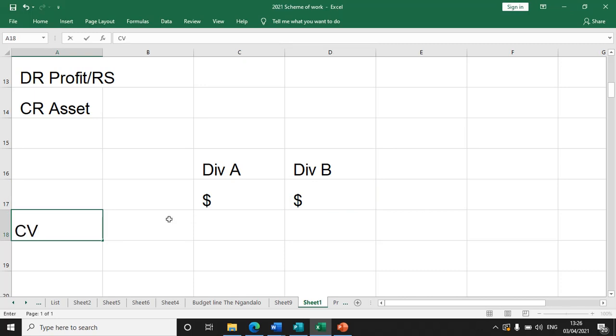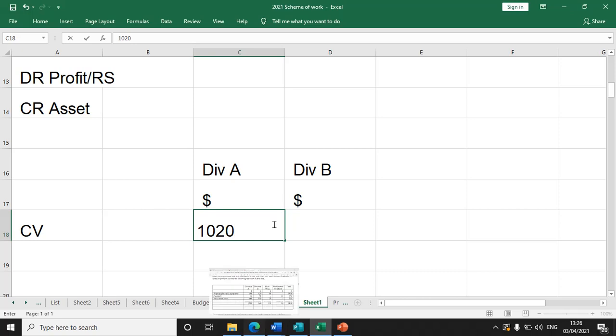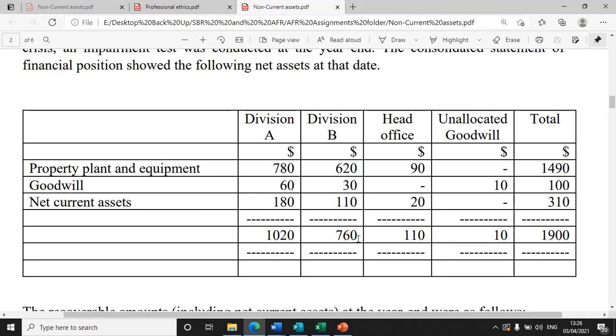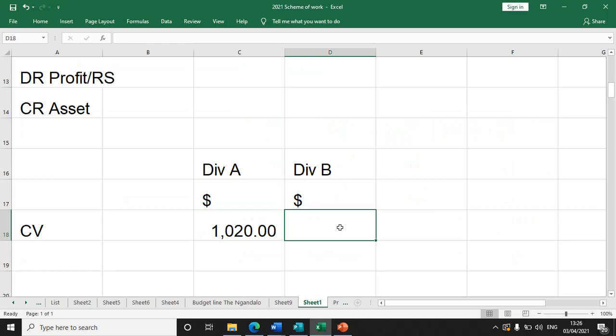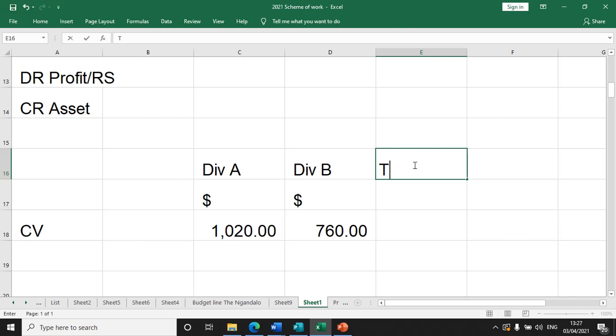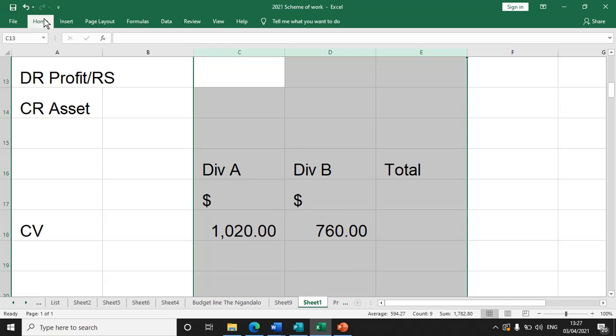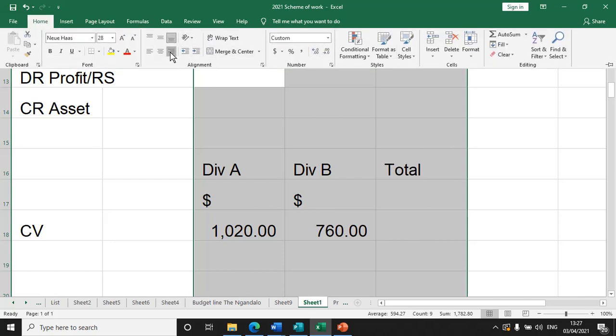Now, the CV, you can make reference to your document. Division A stands at 1020. That is according to the table here. You can see that figure here, and there as well. So the CV of Division A is 1020, while that of Division B is 760. On this other side we have got the total. I will be making adjustments from time to time to my work presentation so that nobody is left behind.